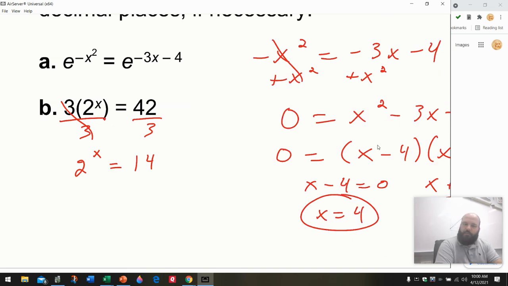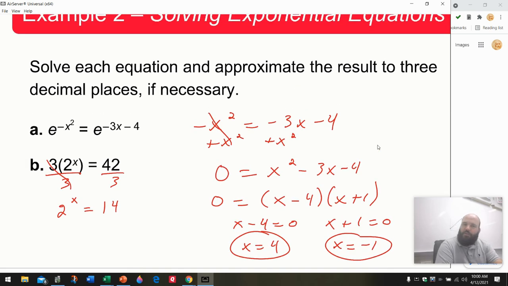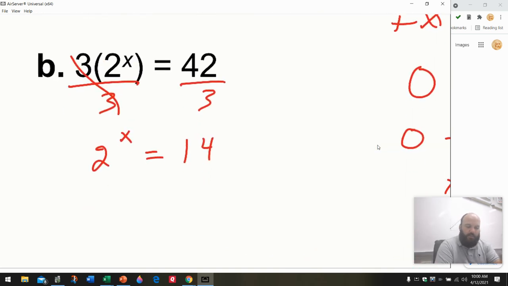Now, how do we solve this? Well, can we rewrite 14 as a power of 2? And the answer is no. 14 is not a power of 2. So let's go back to the directions for a second. It says solve each equation and approximate the result to 3 decimal places if necessary. So in this particular example, even though we divided both sides by 3, we still did not end up with something that is a power of 2. That's okay. We just need to utilize our properties of logs and our calculator to solve this.